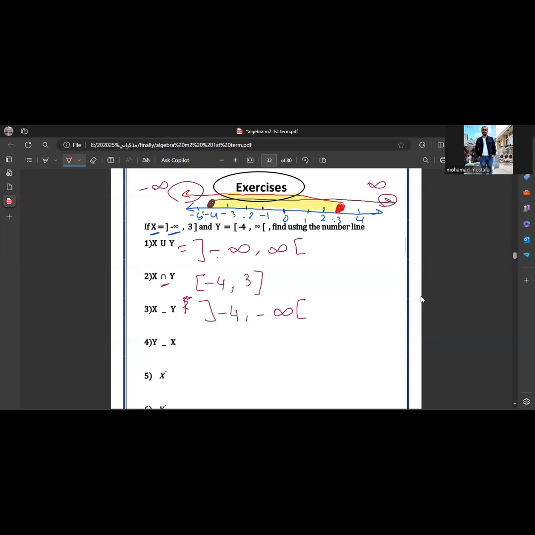Y difference x, we must hide x. So taken here after 3 to positive infinity. So we write 3 open and here infinity.